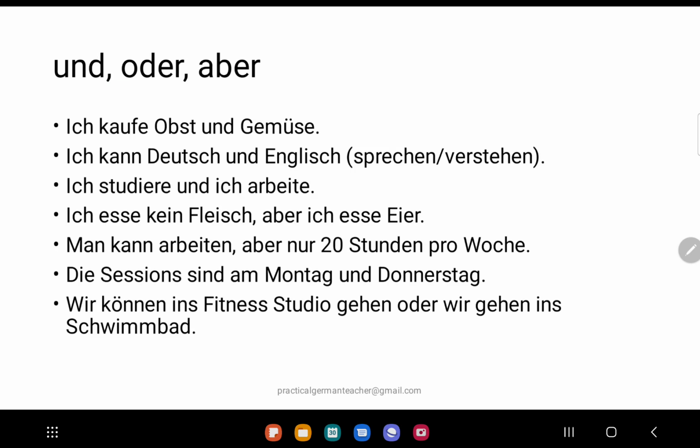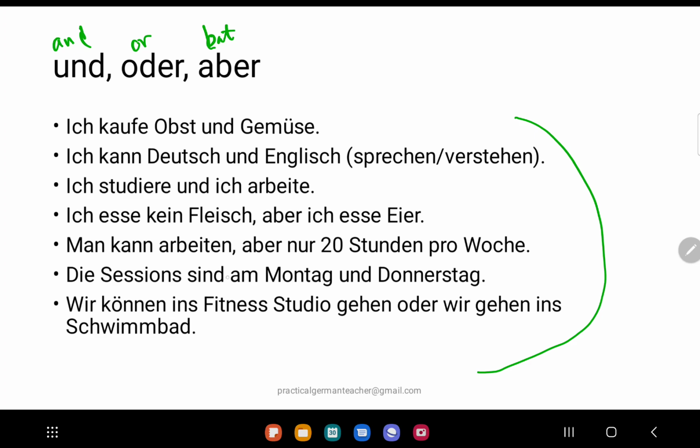Then what about und, oder, aber? I think it's obvious, many of you have been using Duolingo, so und is and, oder is or, aber is but, right? Whenever you want to say I eat... These are just simple examples. You can go through them.